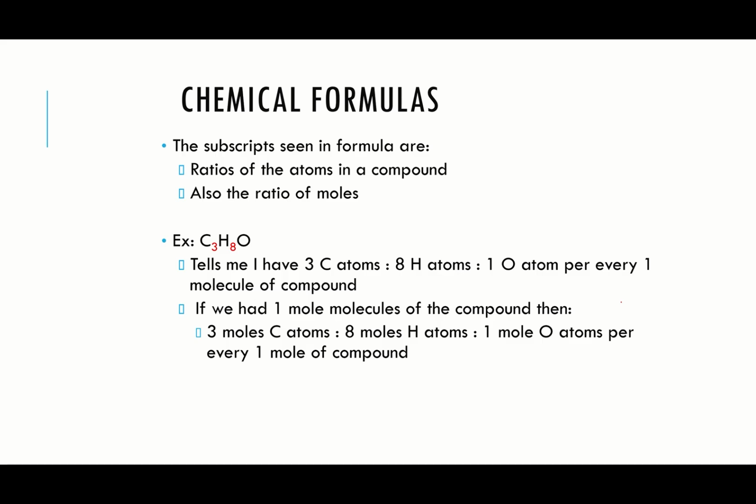But it can also represent a ratio of moles. Take an example of this compound, C3H8O. In one molecule of this compound, I have 3 atoms of carbon for every 8 atoms of hydrogen and 1 atom of oxygen. Now, if I had 1 mole of this compound, then essentially I would have 3 moles of carbon for every 8 moles of hydrogen and 1 mole of oxygen. So those tiny little numbers at the bottom, the subscripts, will either tell me the atoms of these elements or the moles of the elements and provide just a ratio within the compound.